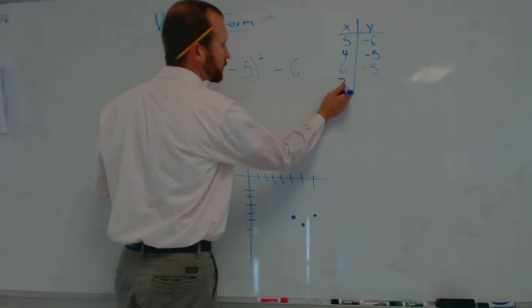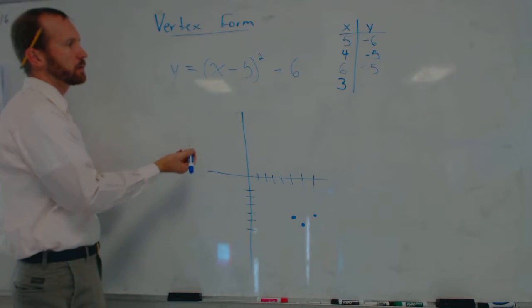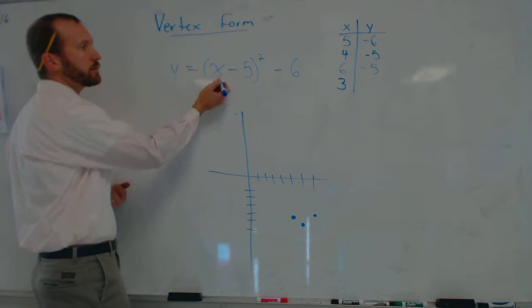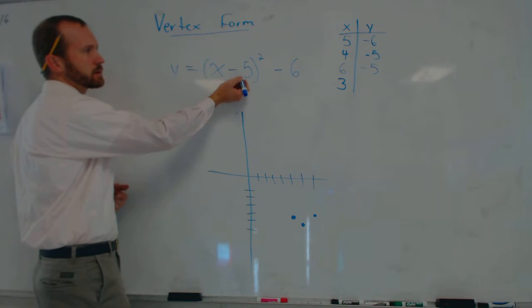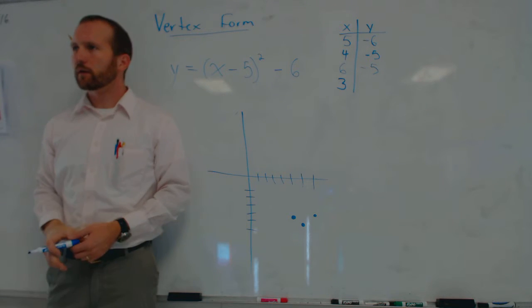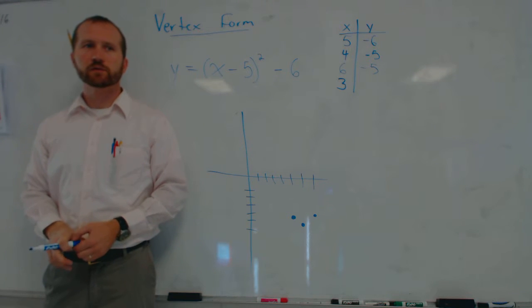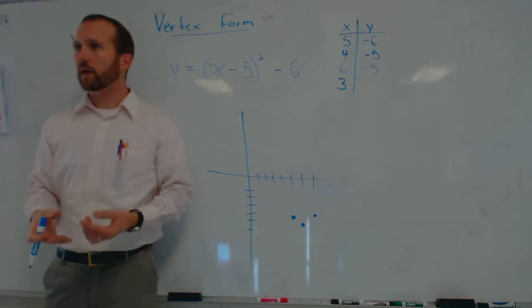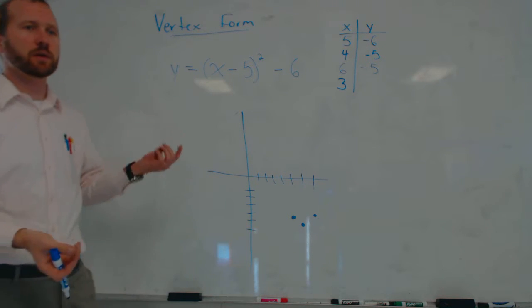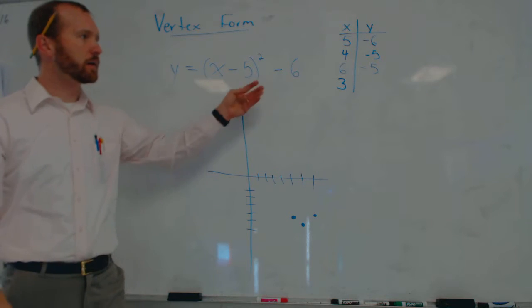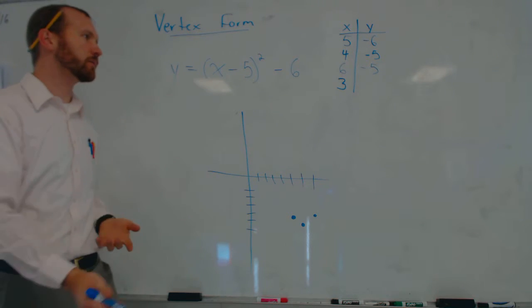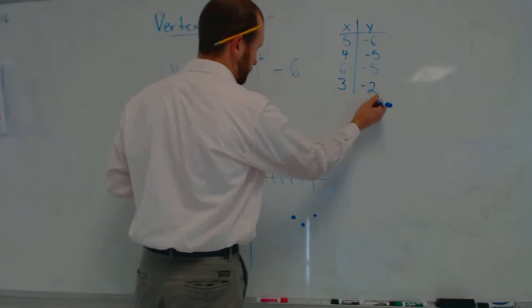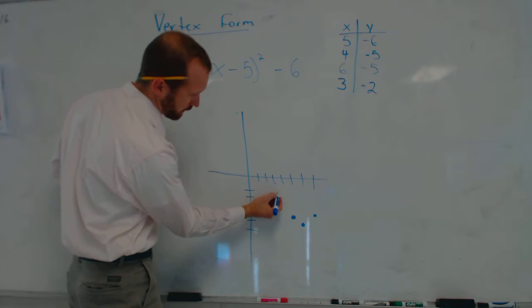So if I plug in 3 for x, you get negative 2, right? I'd get negative 2 inside the parentheses, squared. Negative 2 squared is what? Negative 2 times negative 2 is positive 4. Minus 6 is negative 2. So then I have a point right here.